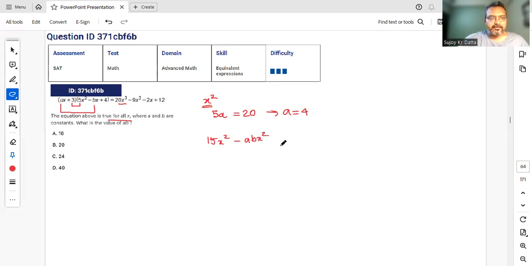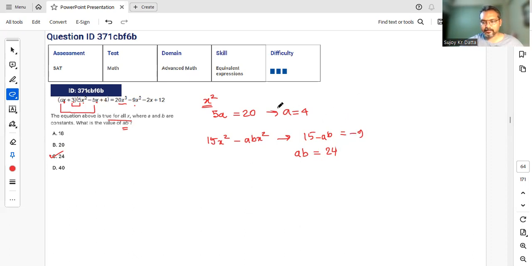Now look carefully, there is no way of getting an x squared anymore. The x term must be multiplied with the x term only, and the constant has to be multiplied with the x squared only. So the x squared coefficient is 15 minus ab, which is minus 9. That means ab is 15 plus 9, so that's 24. That was basically the question anyway, so we don't need to solve for b again. We directly need the value of ab, and we have got it.